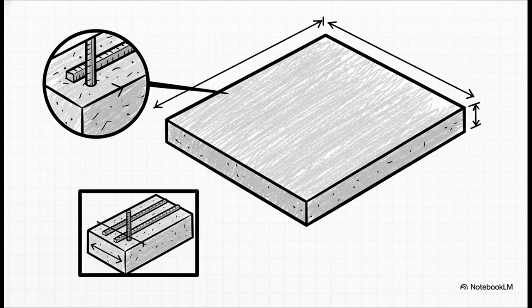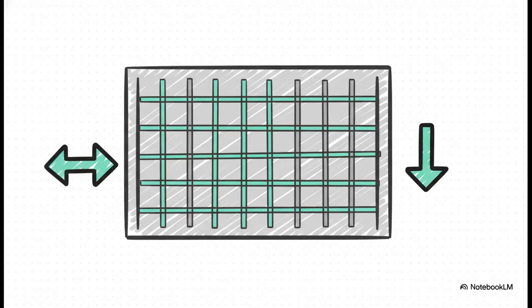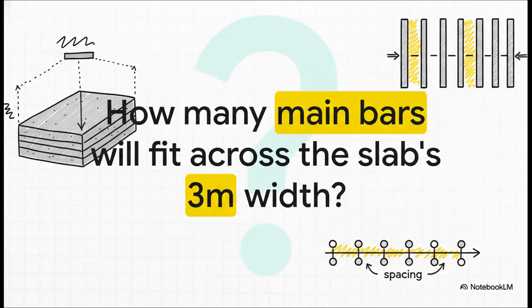All right, let's work with a real-world example, a standard 4x3 meter RCC slab. Okay, step one. First, we've got to figure out how many steel bars we're actually working with. Now we've got two types of bars here, main bars and distribution bars. They run in different directions. So the big question is, how many main bars are we going to need for that 3-meter width?